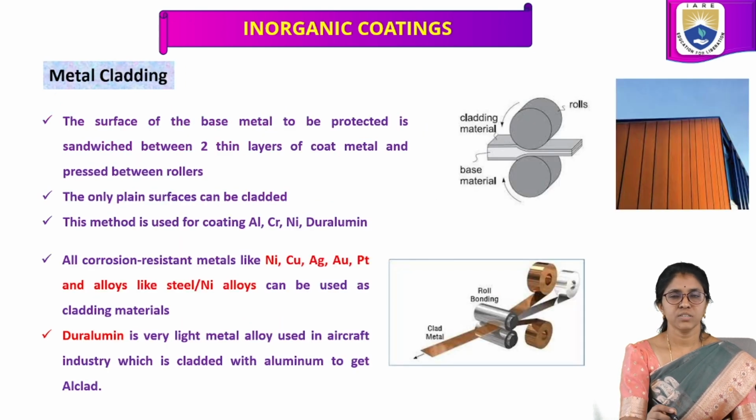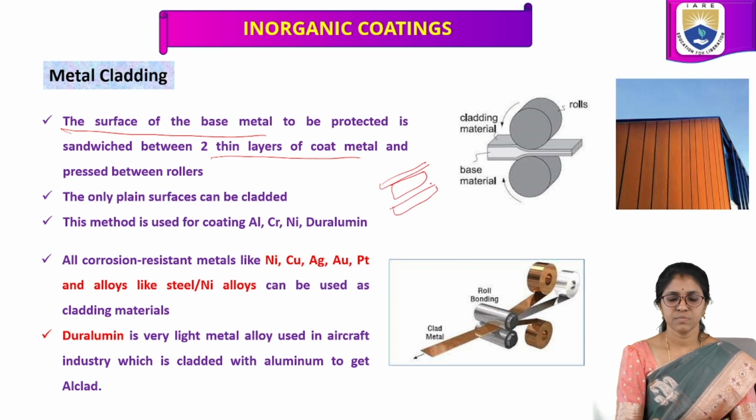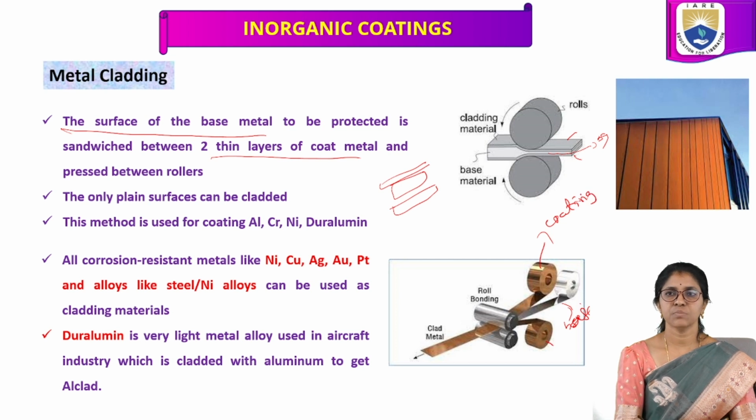The next process is the metal cladding process. In this, the surface of the base metal to be protected is sandwiched between two thin layers of coating metal and pressed between rollers. Here this is the base metal, and these two are the coating metals. The base metal is sandwiched between two thin layers of coating metal, and these are pressed between two rollers.